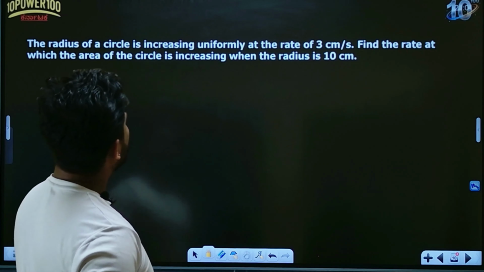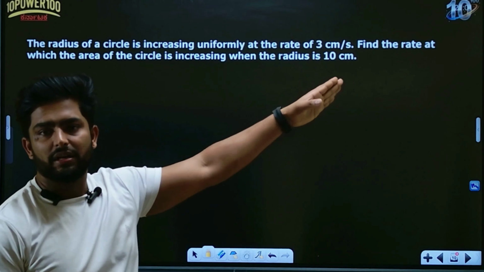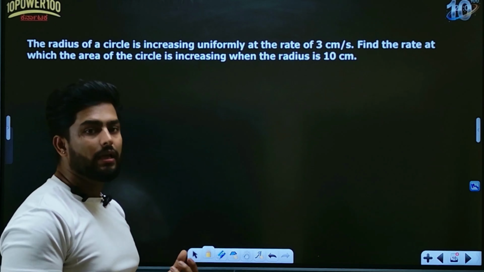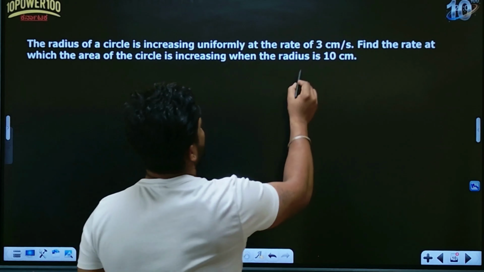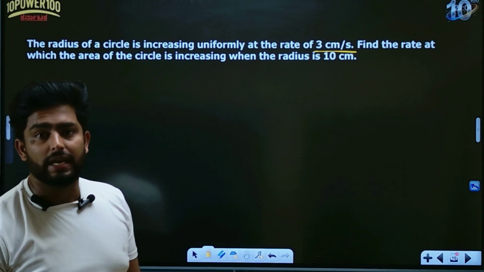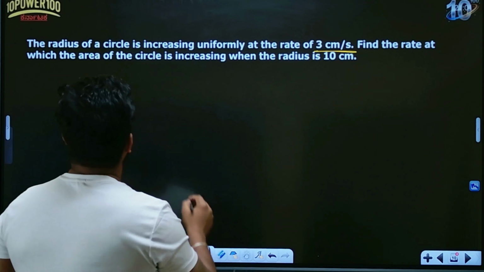Radius of a circle is increasing uniformly at the rate of 3 centimeter per second. So this is actually the rate of change of radius. How do we know? Look at this. If it was just radius, they would give only 3 centimeter, but here it is 3 centimeter per second. That means this is dr by dt. dr by dt is equal to 3 centimeter per second.